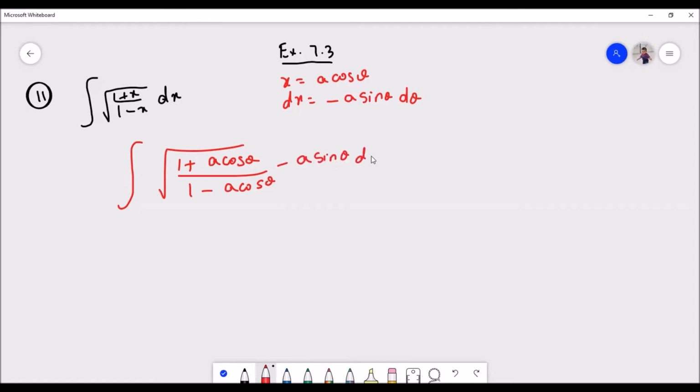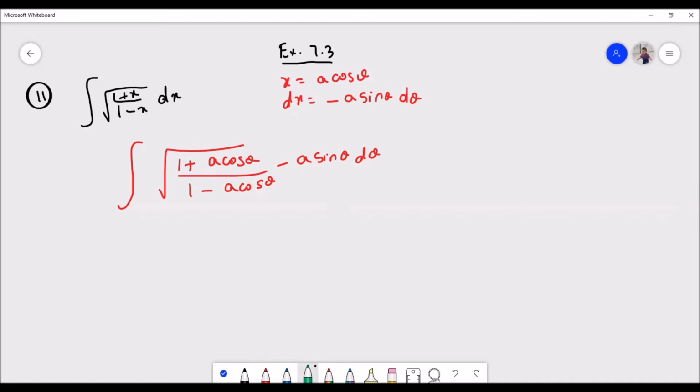So first what have we done? We have done the first substitution, x is equal to a cos theta, so dx is equal to minus a sin theta d theta. Next we are going to use some trigonometric identities. Here x is equal to a cos theta we are using, no?